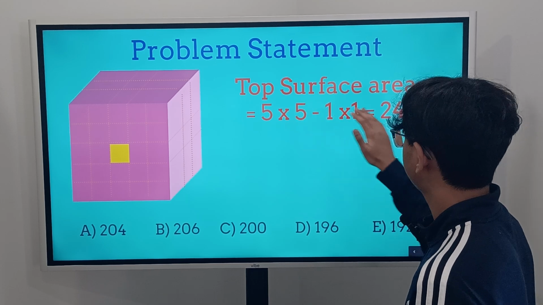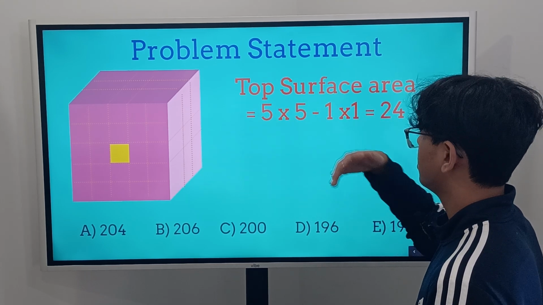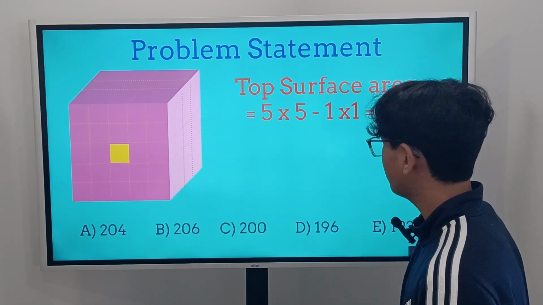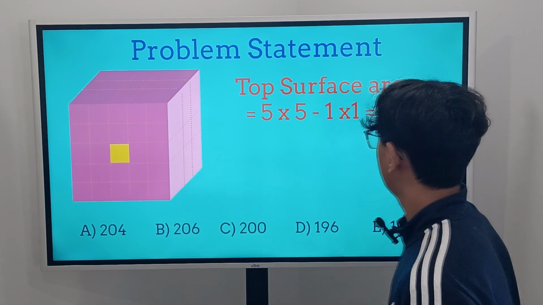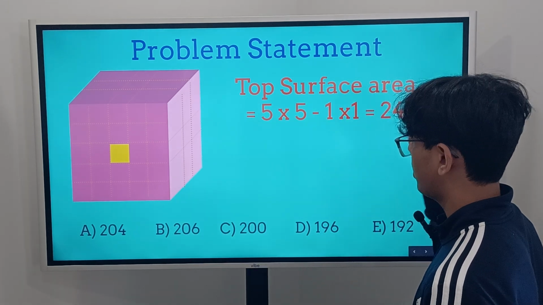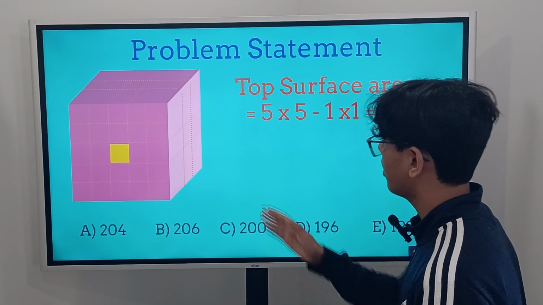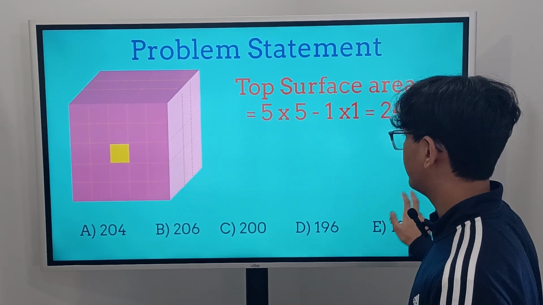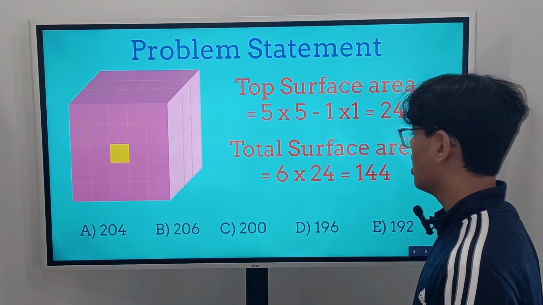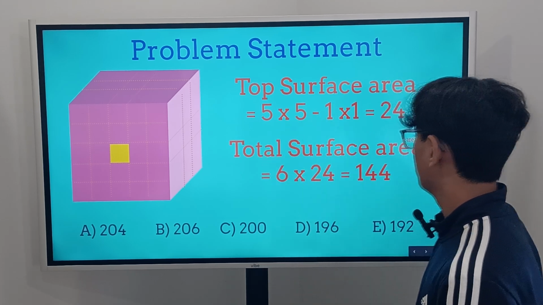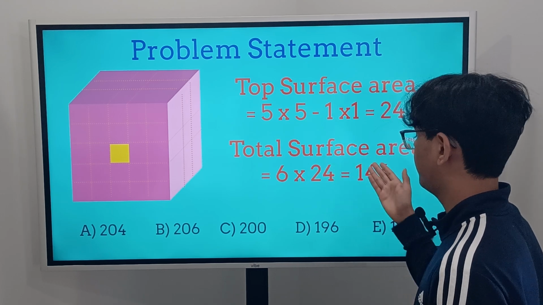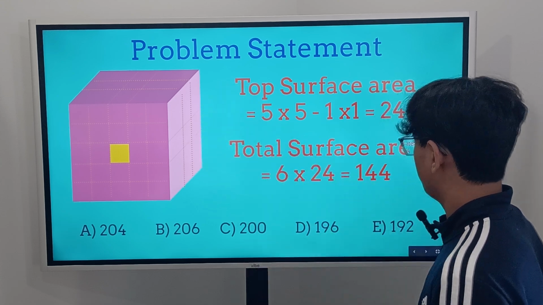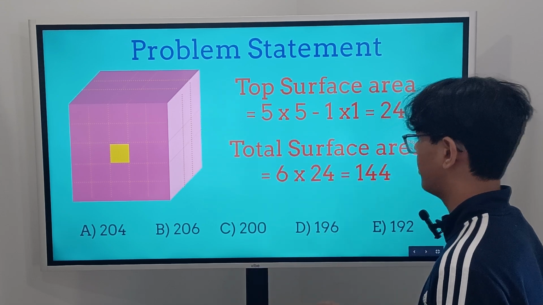For the external surface area, looking at one of the faces, we have 5 cubes here. So we just do 5 times 5, and since we're missing 1 cube in the middle, all we have to do is subtract 1, which gives us 24. So the total surface area for one of the faces is 24, since we take out one in the middle. And since one face is 24, all we have to do is multiply that by 6, which gives us 144 as our external total surface area. So on the external part of the whole cube, we have 144.